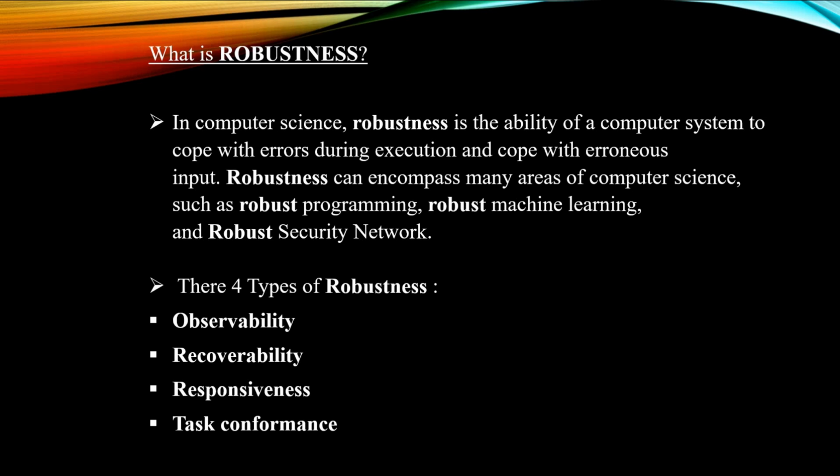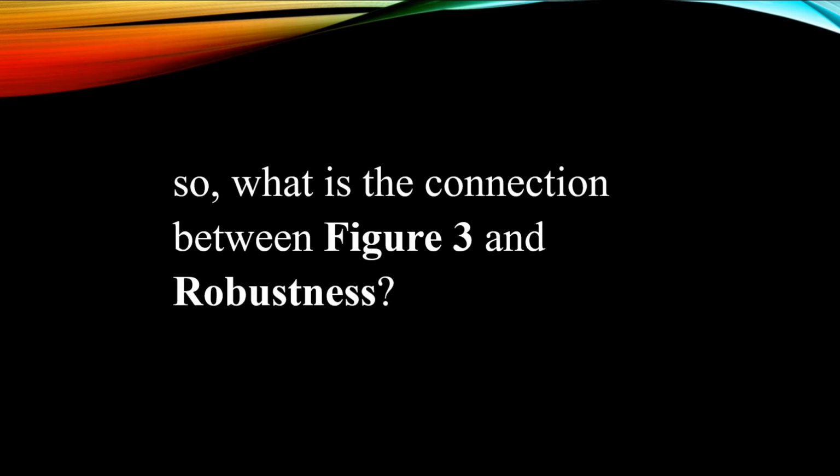There are 4 types of robustness. First, observability. Second, recoverability. Third, responsiveness. And fourth is task conformance. So, what is the connection between Figure 3 and robustness?